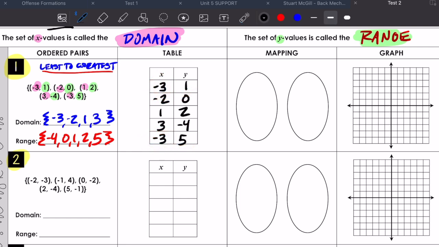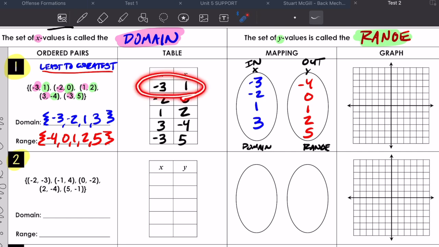And you're going to see it just as well in the mapping. When we do a mapping, you can label it one of 3 ways. You can call this x and this y, or you could call this inputs and this outputs, or you could call this domain and this range. In that first circle, you're going to put all of the elements of the domain, hopefully listing from least to greatest from top to bottom. There we go, 1 and 3. And then same thing in the range: -4, 0, 1, 2, and 5. Then it's just a matter of connecting each of those inputs with their outputs by going down the table.